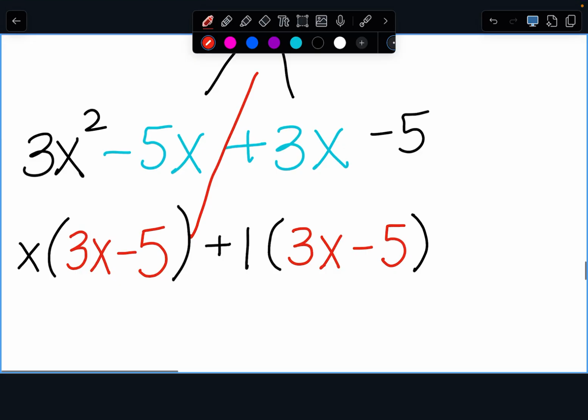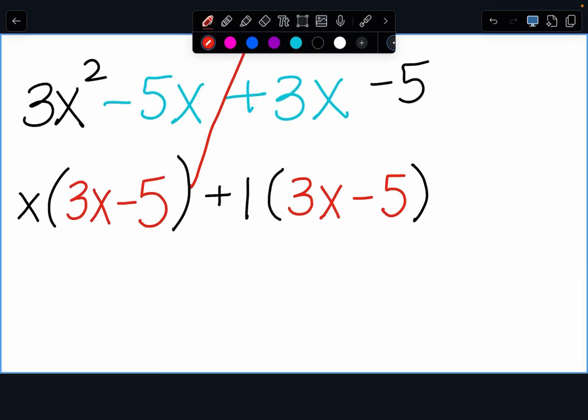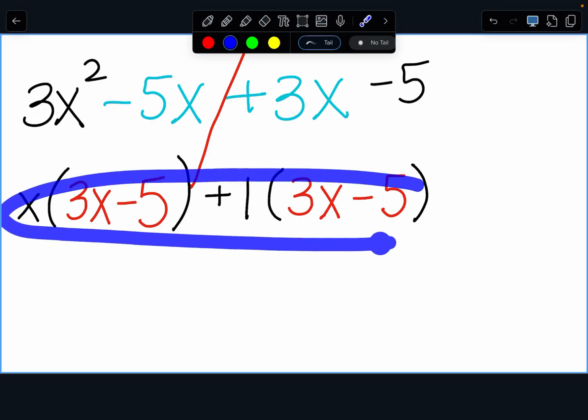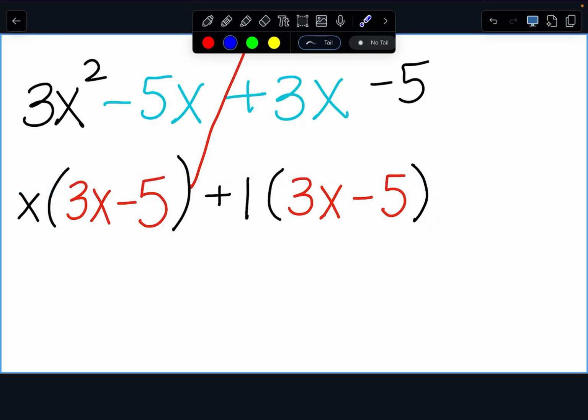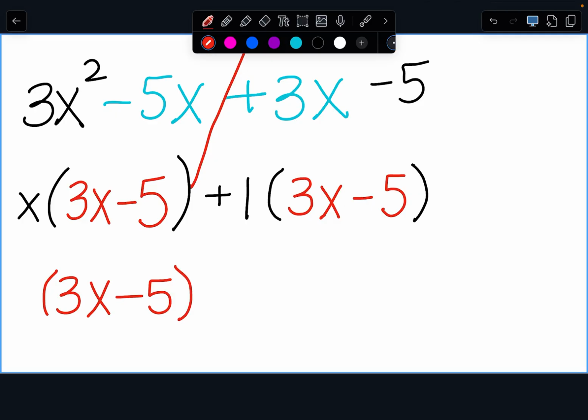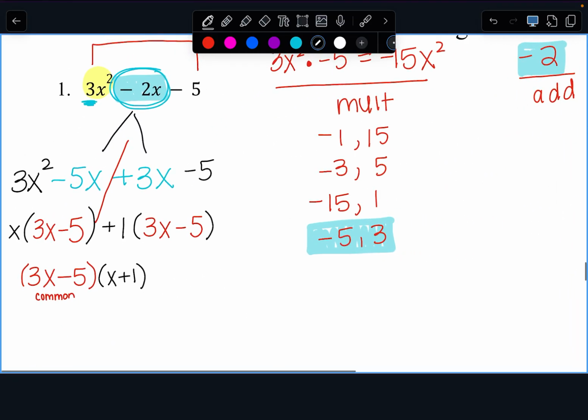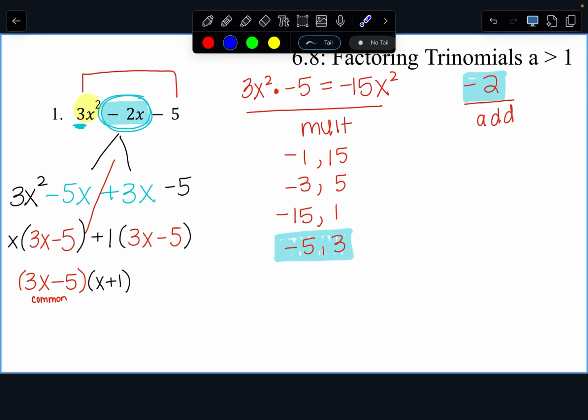What do you notice about these pieces right here? Yeah, they've got the same term. 3x minus 5 is what they have that's in common. And what's left over is x plus 1. This is how you factor when there's numbers in front of your x squared term. I know it's a lot of steps.